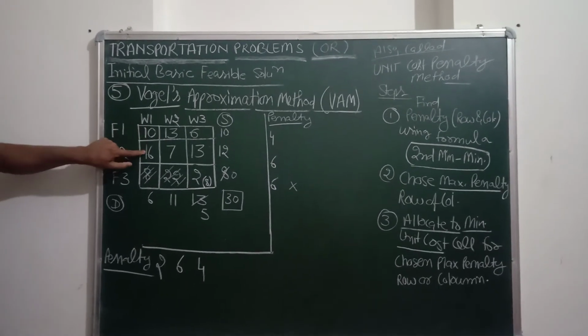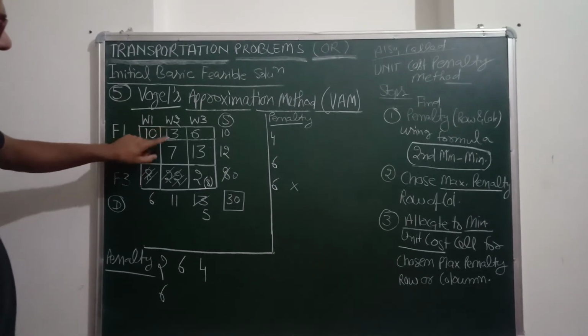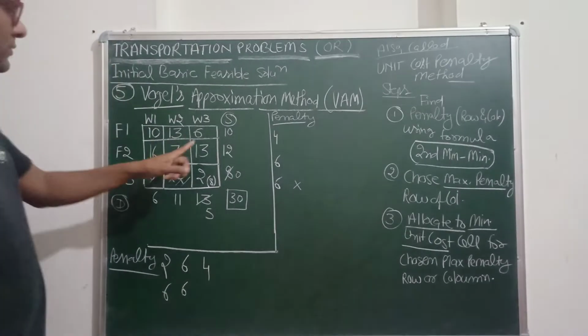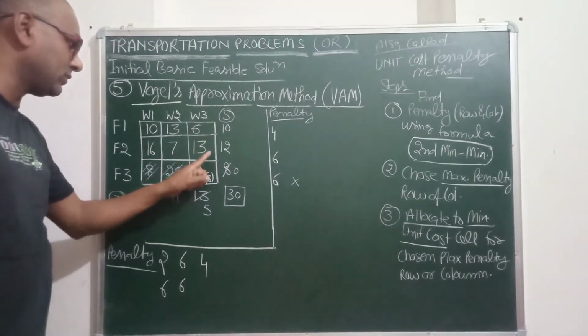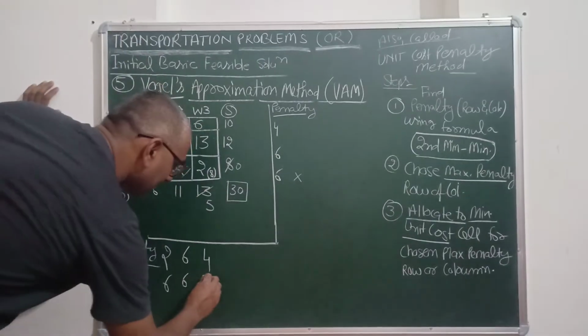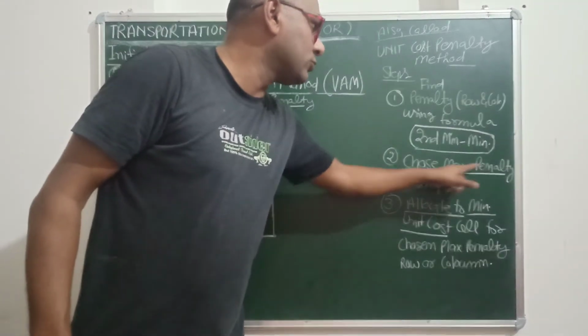So subtract 10 from 16, this is 6. Again this is 7 and 13. So after subtraction we will be having 6 again. Now if you subtract this 6 from 13, you will be having a value of what? 7.